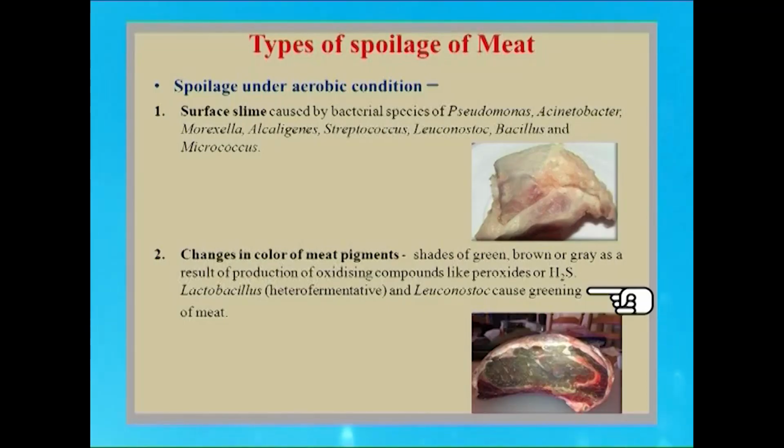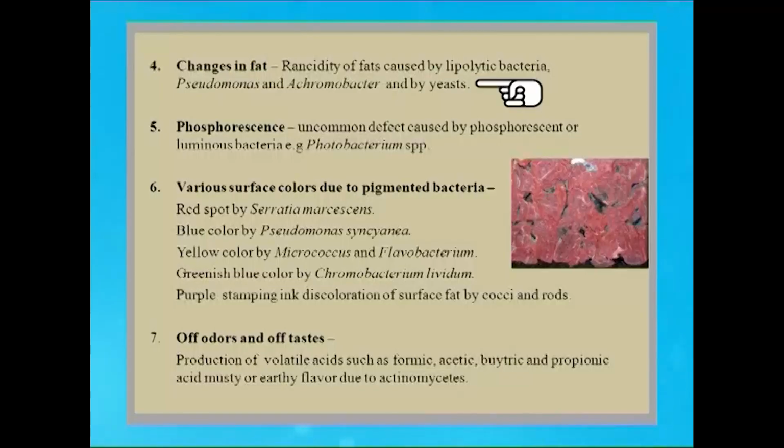Leuconostoc specially gives a green color to the meat. Also, we find the lipolysis of the fat. That means the fat or the lipid that is present in the meat is being degraded with the help of lipolytic bacteria. Why? Because these bacteria are the ones causing the degradation of lipid, and these lipolytic bacteria are Pseudomonas and Achromobacter, and there are many species of yeast also.